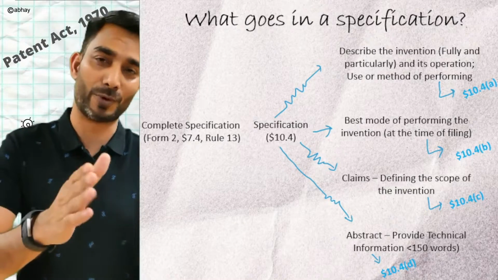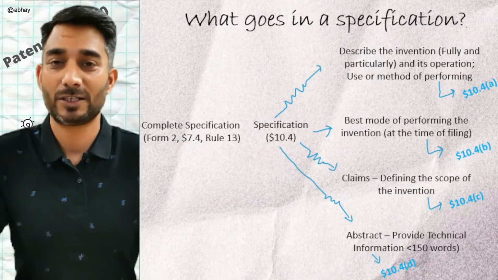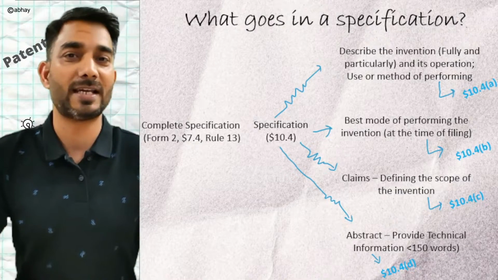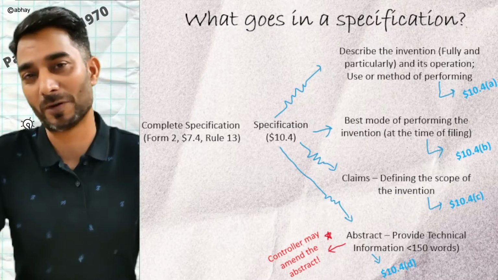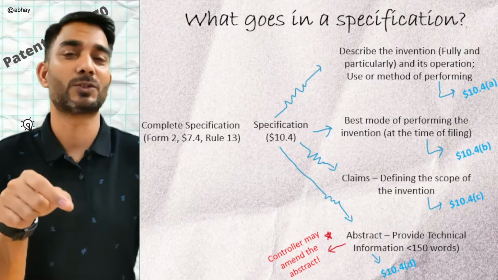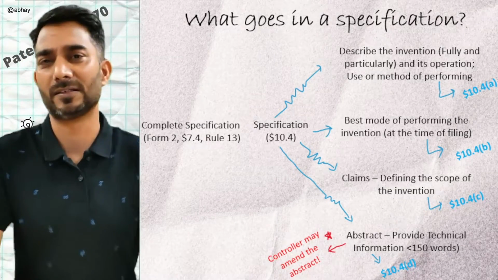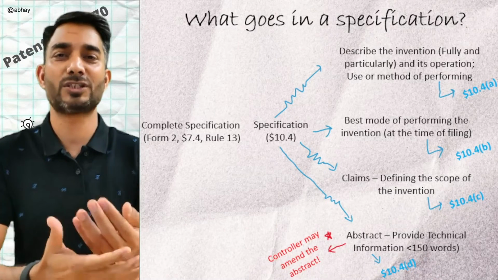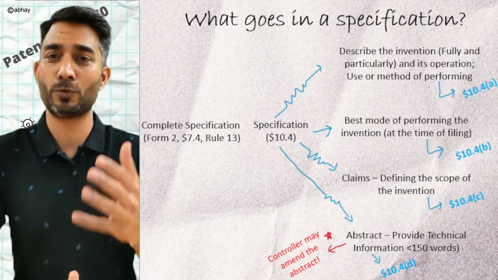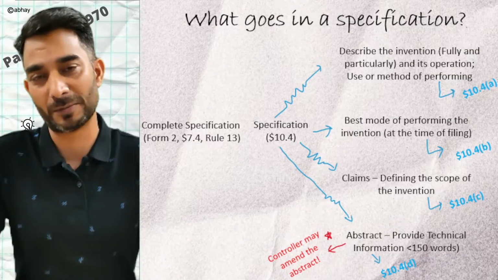Section 10.4. Examiner can amend your abstract if he's of the opinion that it doesn't do justice to the requirement. And every abstract is associated with a figure, a diagram, for a better understanding, because this is the first view of the invention. Anybody who reads the abstract along with the drawing should be able to know what the invention is talking about.